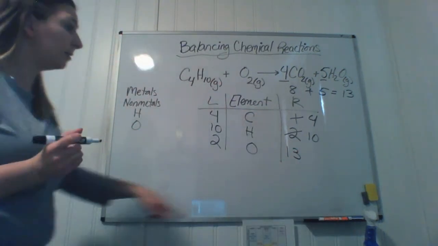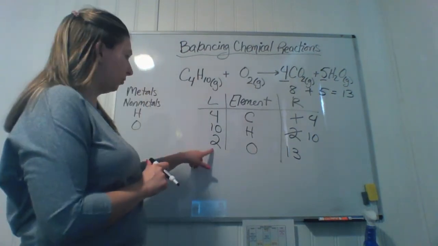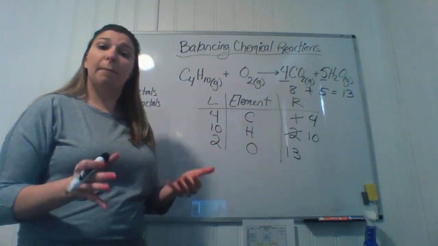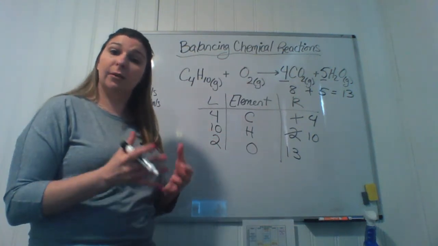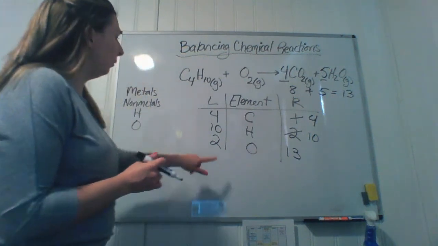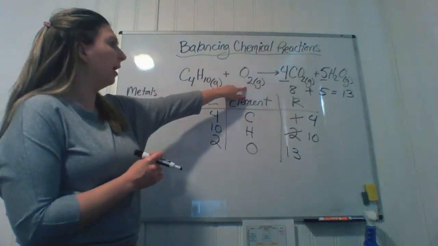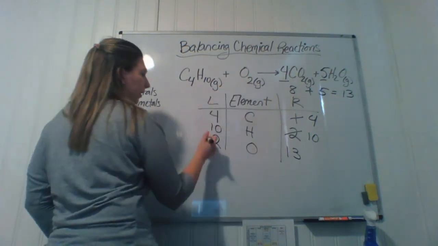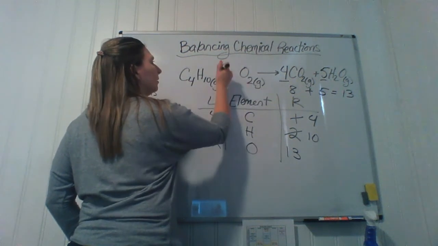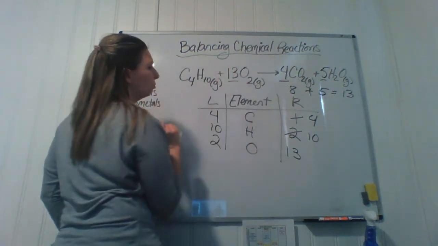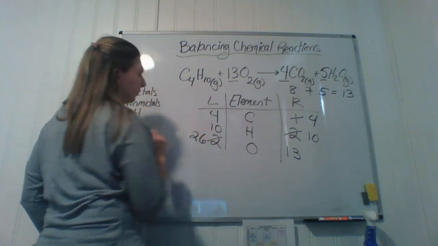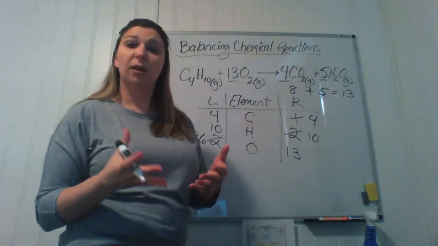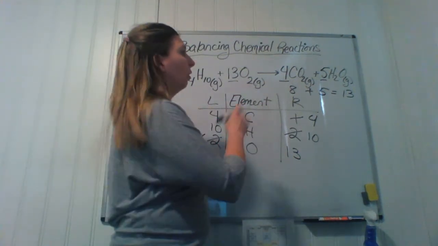We will recognize that this is an odd number, and here we have 2. So 2 doesn't evenly go into 13, but the common multiple there is going to be 26. So we're going to need to multiply this side by 13, okay? So when we multiply this side by 13, I'm going to put a 13 in front of the O2. That's going to give us 26. And now we need to multiply this side by 2 to get 26 oxygens on the right.